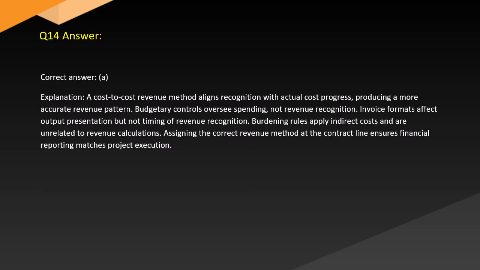Answer. Correct answer. A. Explanation. A cost-to-cost revenue method aligns recognition with actual cost progress, producing a more accurate revenue pattern. Budgetary controls oversee spending, not revenue recognition. Invoice formats affect output presentation but not timing of revenue recognition. Burdening rules apply indirect costs and are unrelated to revenue calculations. Assigning the correct revenue method at the contract line ensures financial reporting matches project execution.